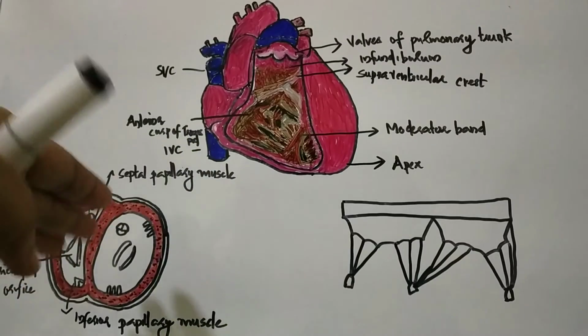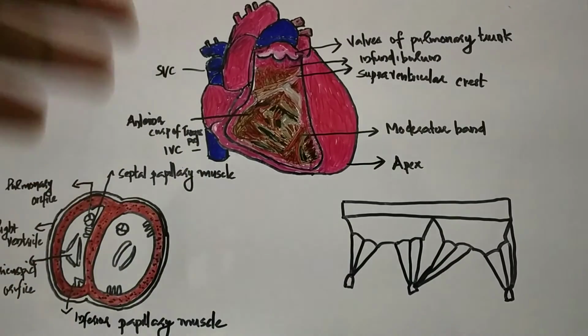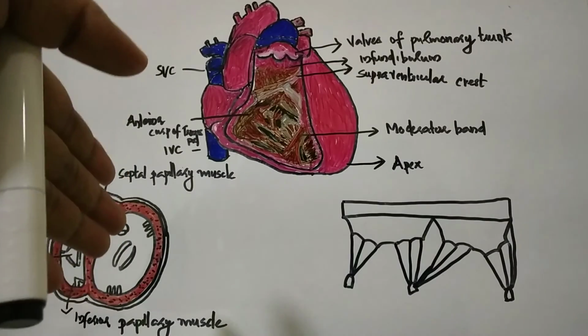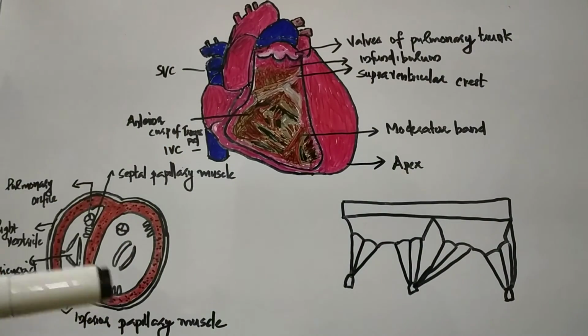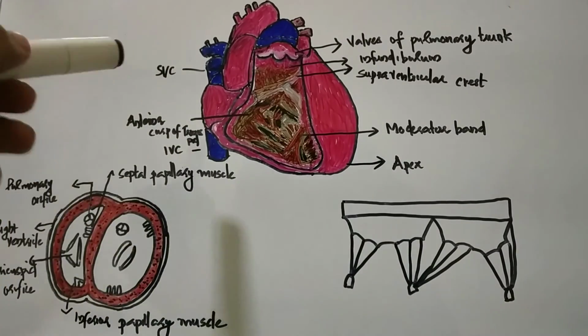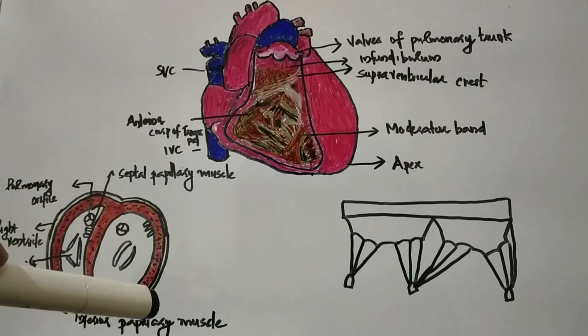And the septum is obliquely placed in such a manner that one surface faces towards the right and forwards, and the other faces backwards and to the left. And the septum is thin and membranous in the upper part and thick and muscular in the lower part.